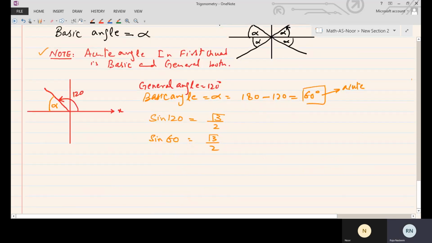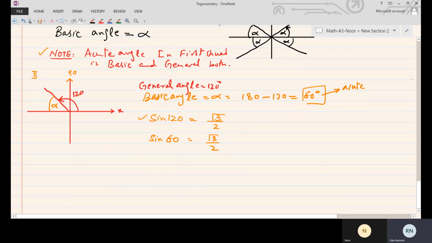After this, when we consider an example, 120 degree. 120 degree is an obtuse angle. Obtuse angle is an angle which is greater than 90. So when any angle is greater than 90, it would be in second quadrant. In second quadrant, if we use the calculator for the angle, sine of 120 will get under root 3 over 2.